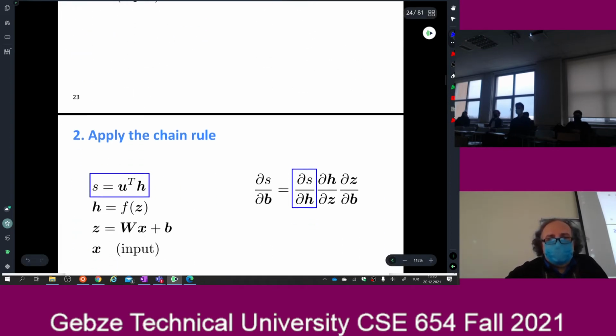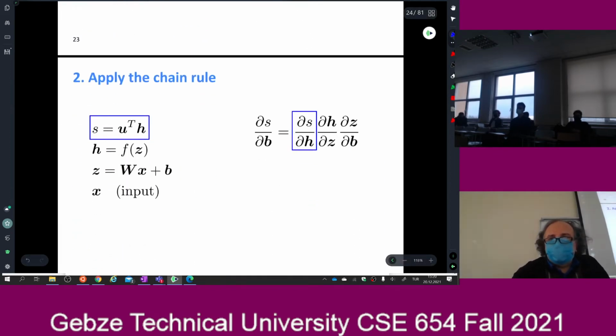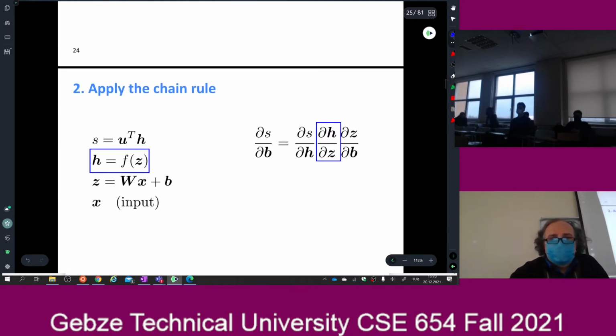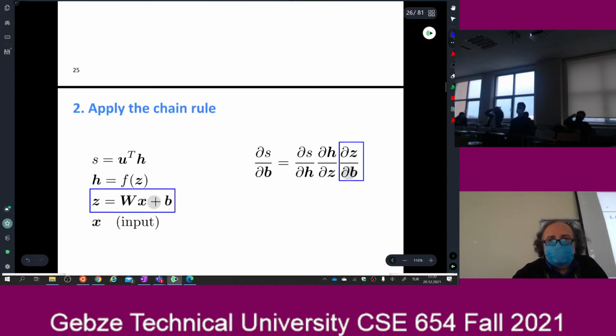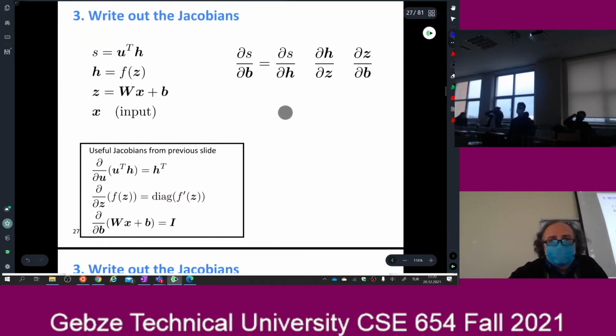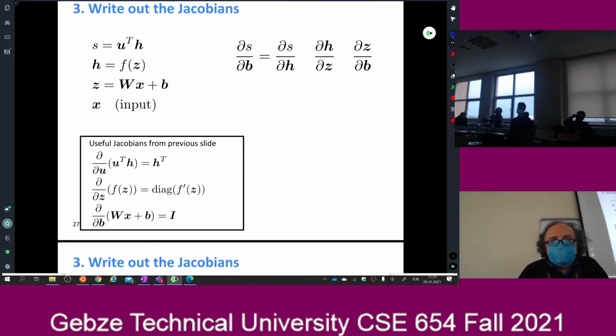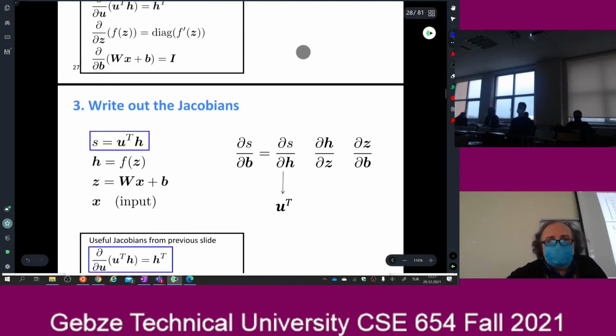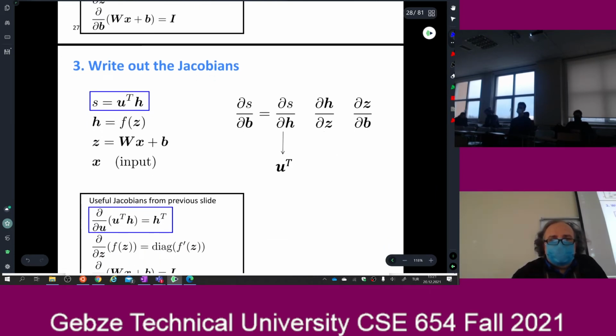Good. With the chain rule, let's look at this one. This one and that one are the same thing. This one is here and this one is there. Remember these three rules we derived a few minutes ago, and we are going to apply them one by one.